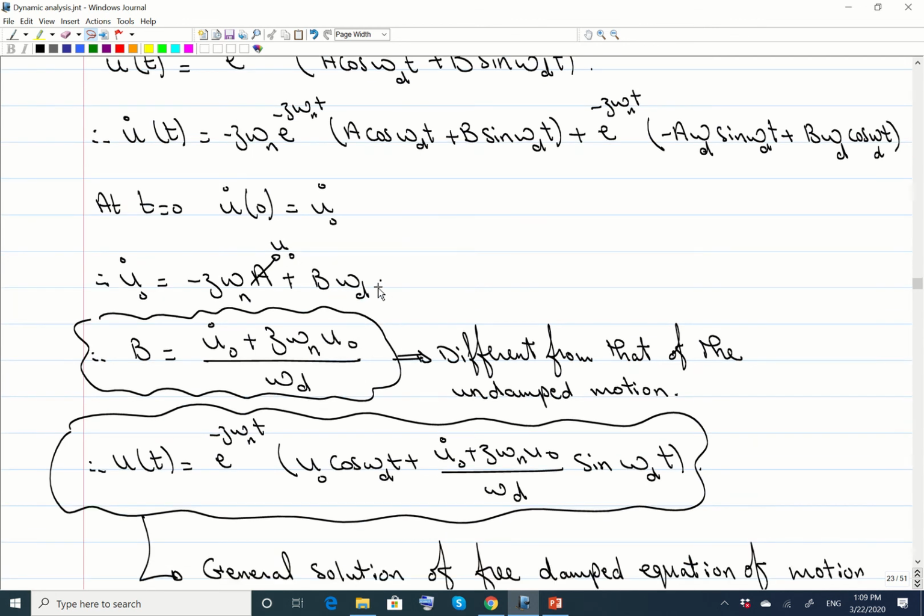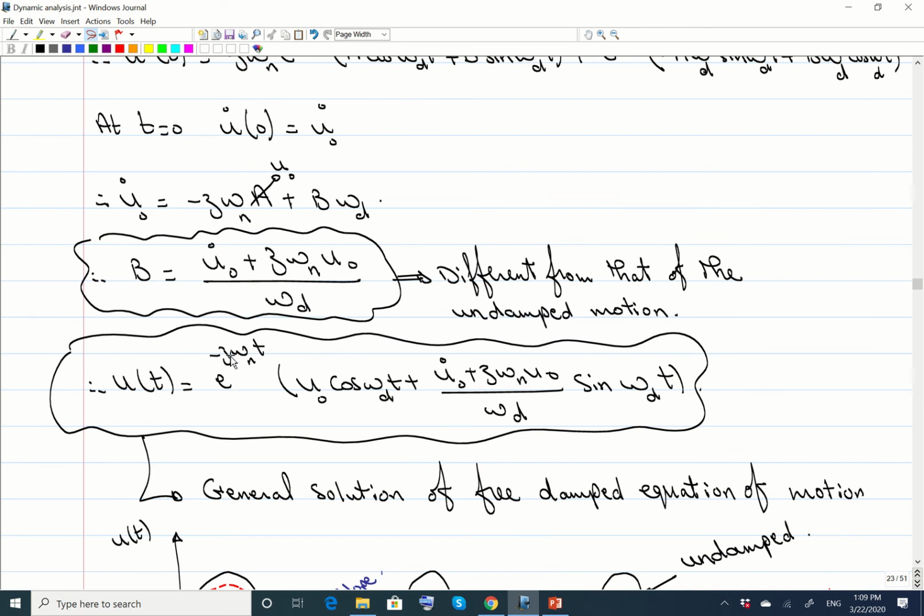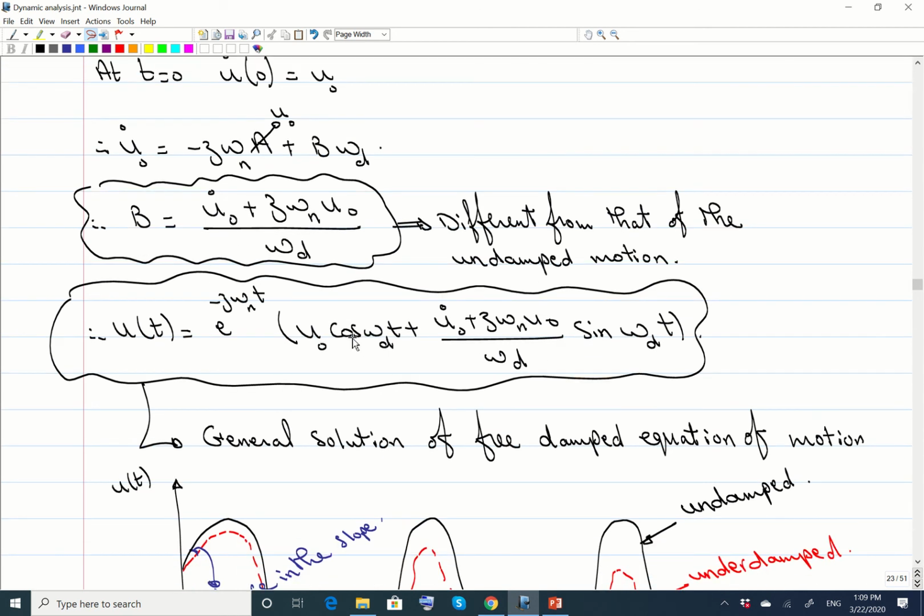So how much is b? You move this term to this side, so u dot node plus zeta omega n u node, and then divide by omega d. So that's the constant over here. So u of t is e to the negative zeta omega n t, a is u node cosine omega d t plus b, which is u dot node plus zeta omega n u node divided by omega d, sine omega d t. So this is the equation, the general solution for the free damped equation of motion.